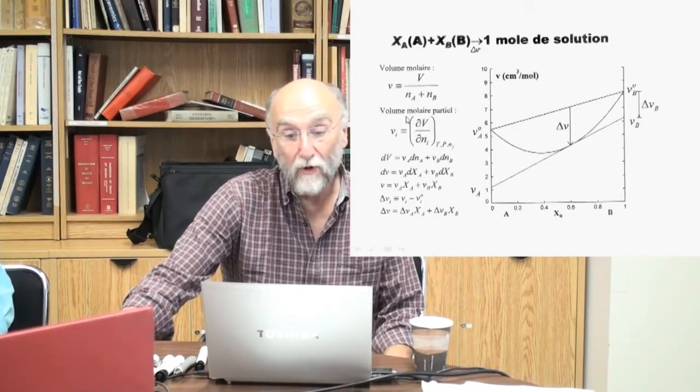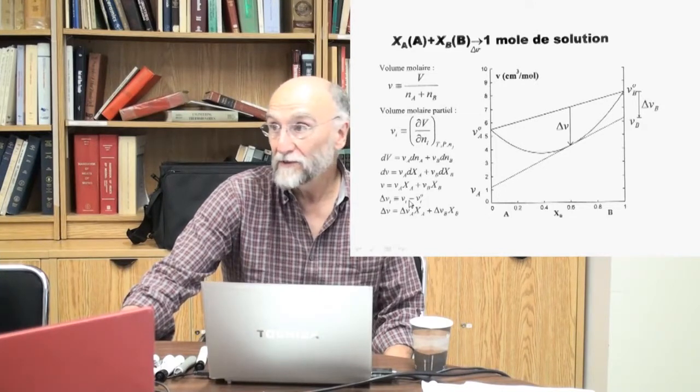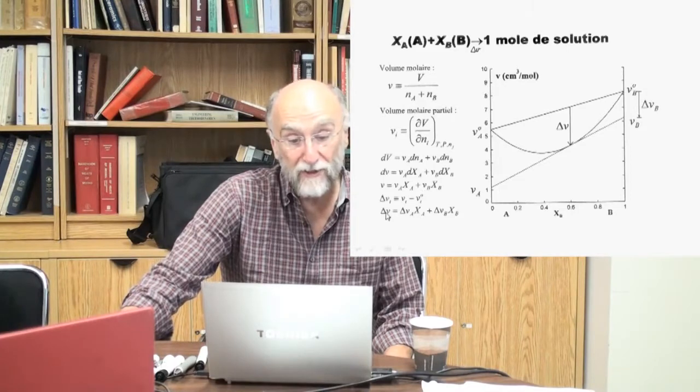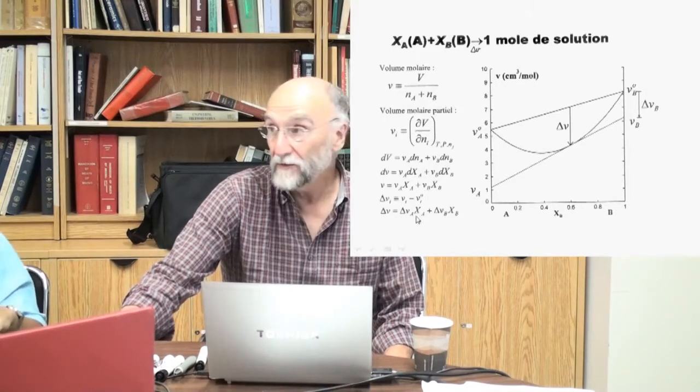This is the integral molar volume of mixing, delta V. This is the partial molar volume of mixing, or the relative volume. And if you make the substitutions, delta V, the integral delta V, is the weighted sum of the partial delta V's.